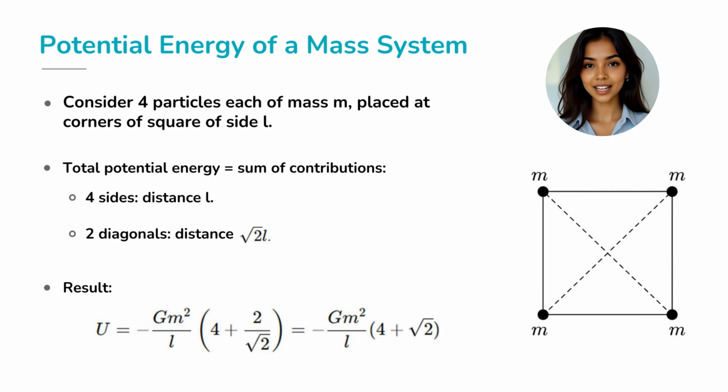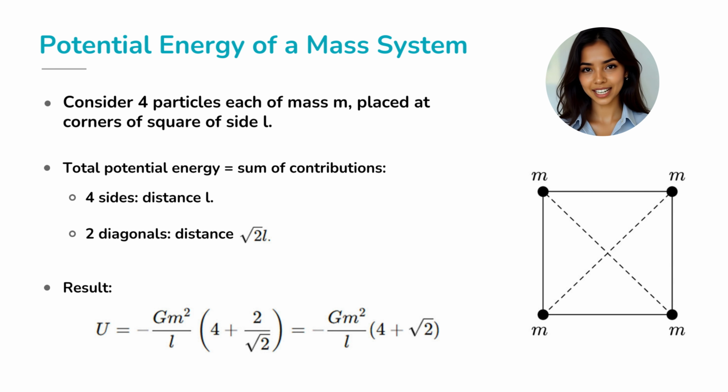Let's solve a classic NCERT-style example. Suppose 4 equal masses are placed at the corners of a square of side length L. To find the total potential energy, we add up contributions. There are 4 sides, each pair at distance L. Then there are 2 diagonals, each pair separated by root 2 L.